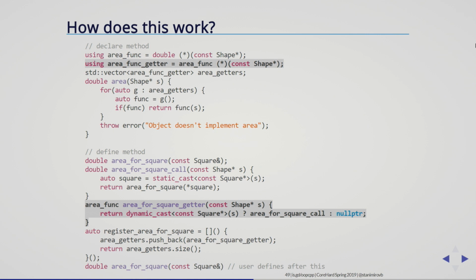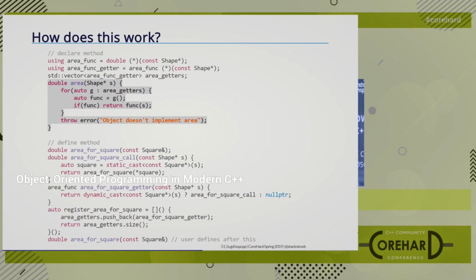The macros expand to this. This is not code that you can just write down. The macros will expand to this concrete implementation that, for example, works for square. So if the object is a square, it returns the appropriate function, otherwise it returns null. And then we can have a registry of such functions. And then in our actual area implementation, we can loop through the registry and see whether the current object which is passed there matches.